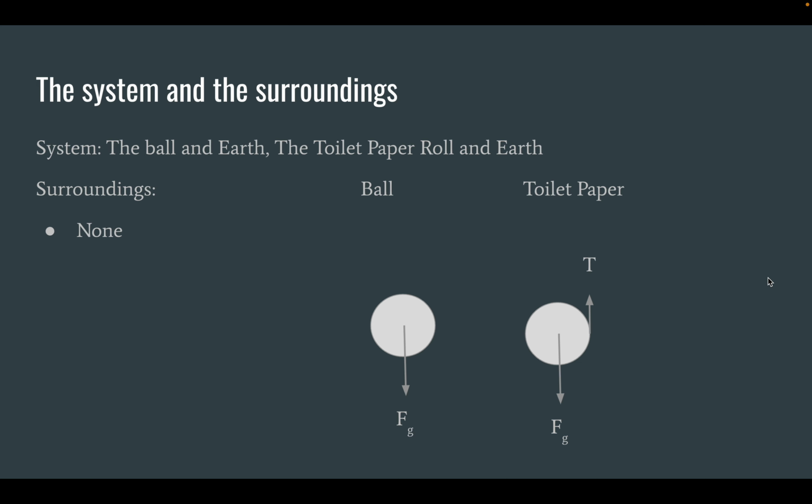So, the system and the surroundings. The system is the ball and Earth, and the other system is the toilet paper roll and Earth, and there are no surroundings. The ball only had the force of gravity down, and the toilet paper had the force of gravity down and tension of the paper up.